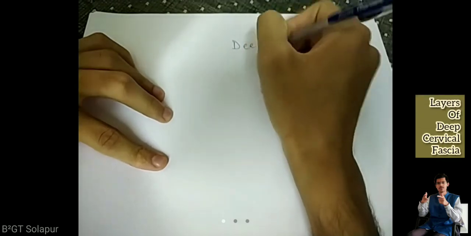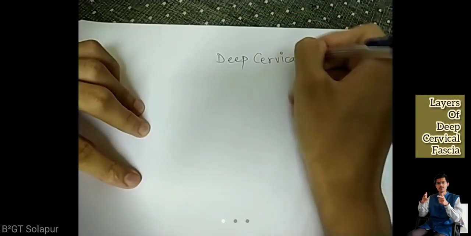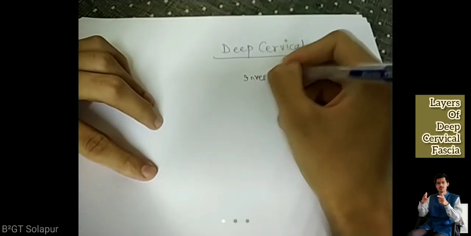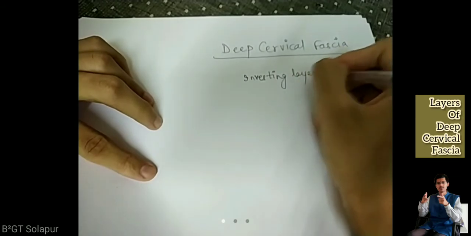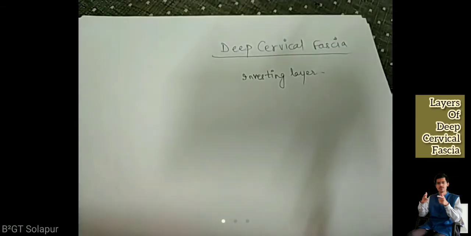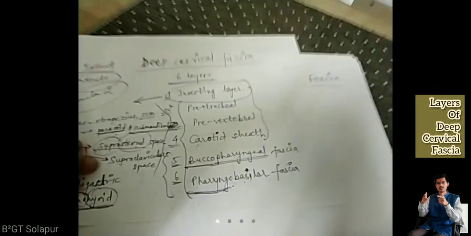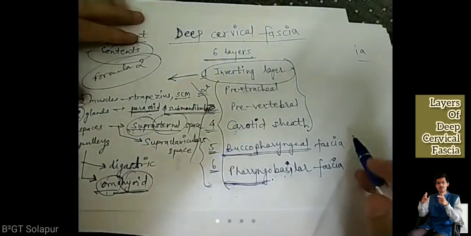This is in continuation with yesterday's talk. We were talking about deep cervical fascia, and yesterday we talked in very detail about the first layer, that is the investing layer of the deep cervical fascia. Now we are expected to discuss the rest of the 5 layers, that is the prevertebral, then pretracheal, thyroid, the carotid sheath, and buccopharyngeal fascia and the pharyngobasilar fascia, as we were discussing yesterday.